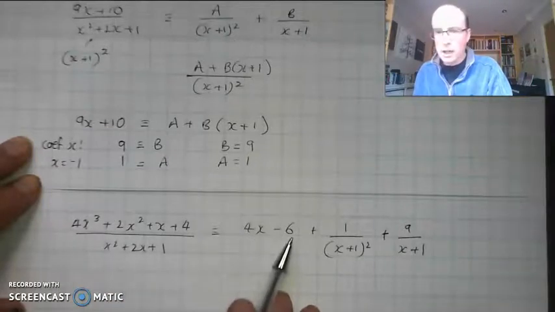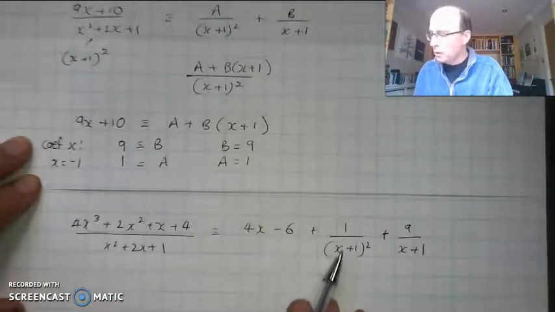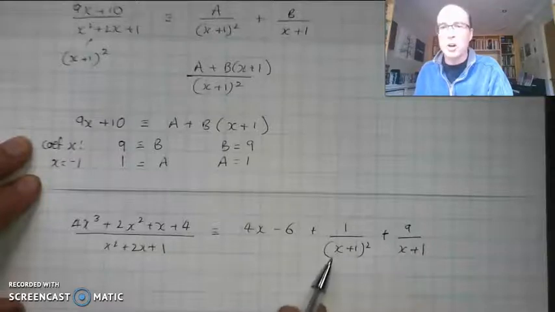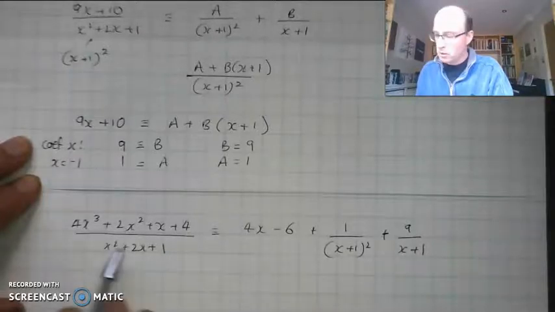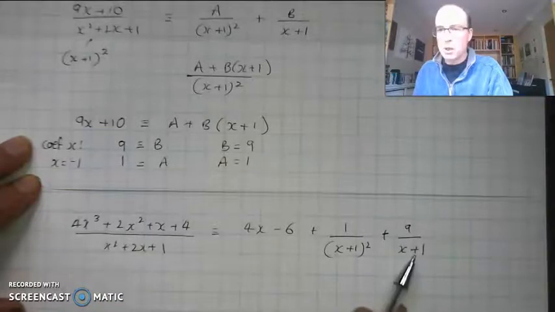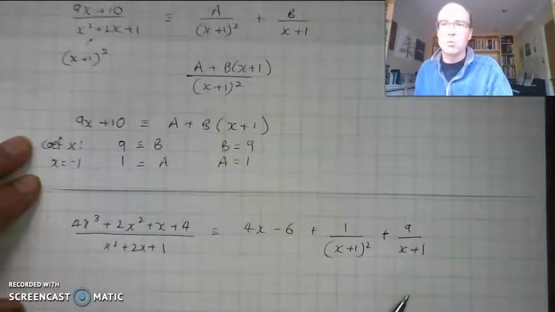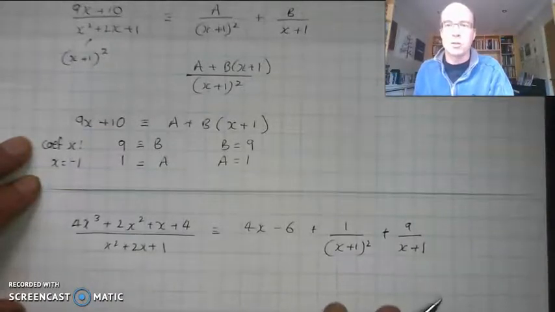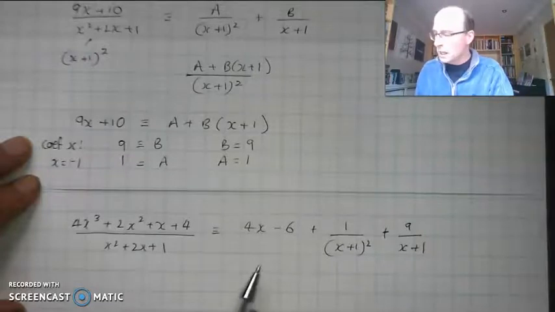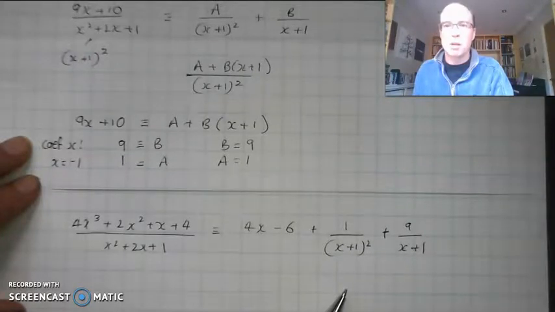So I've taken this really horrible fraction and got it into a linear expression plus two partial fractions, all of which I can integrate. It's the whole reason why we're doing our partial fractions and our algebraic division, to get us into much simpler expressions that we can deal with.